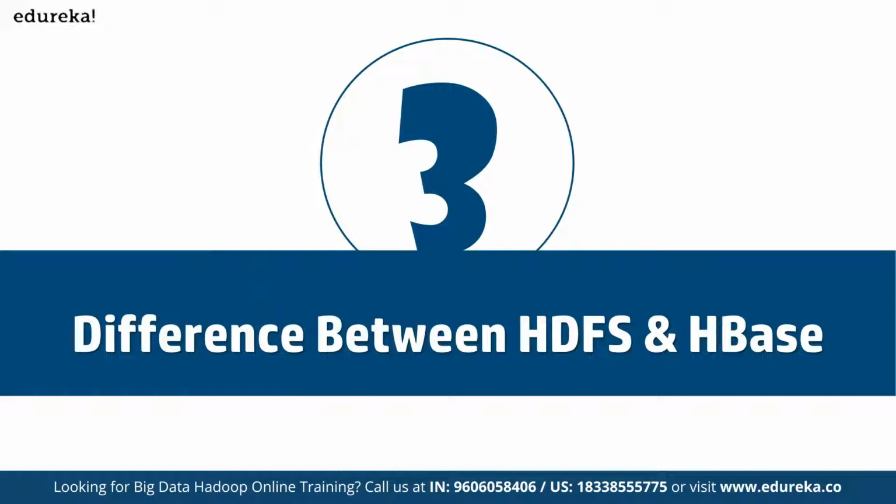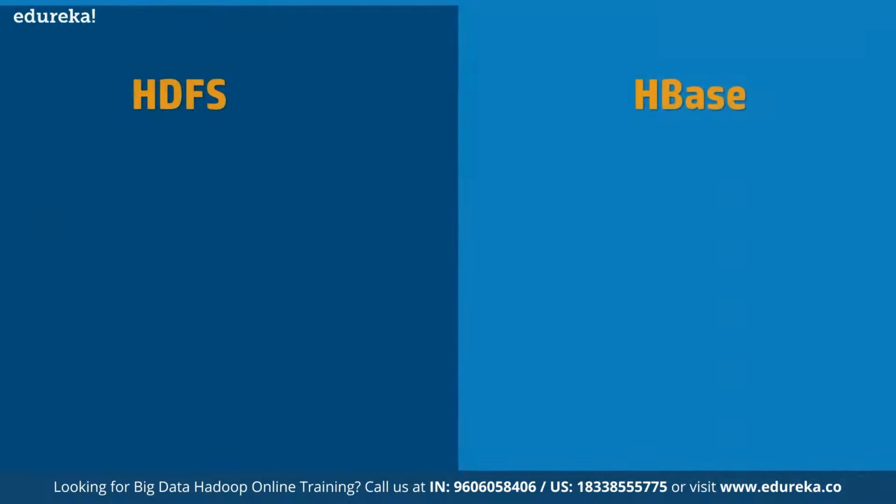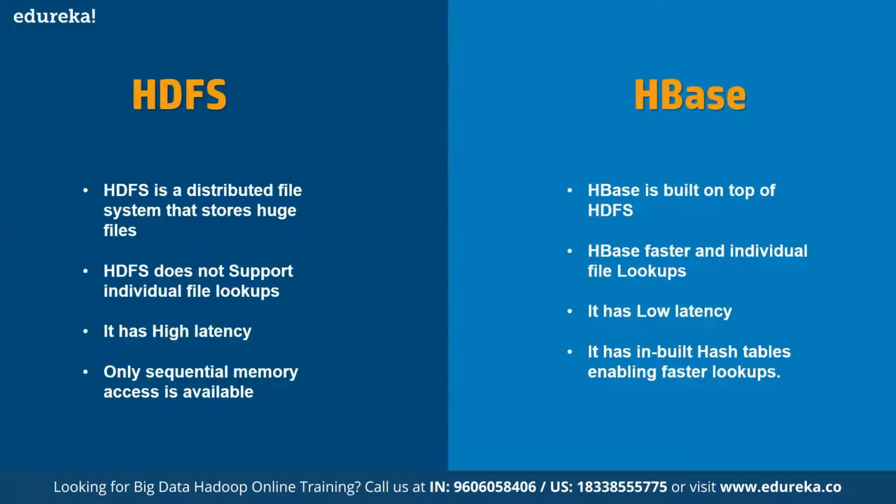Now, if we talk about the main difference between HDFS and HBase, we know that HDFS is basically a Java-based distributed file system that allows us to store large data across multiple nodes in a Hadoop cluster. It has its own well-defined architecture put in place. So HDFS, we can say, is basically an underlying storage system for storing data in a distributed environment.